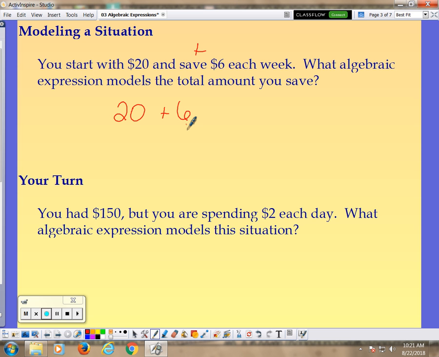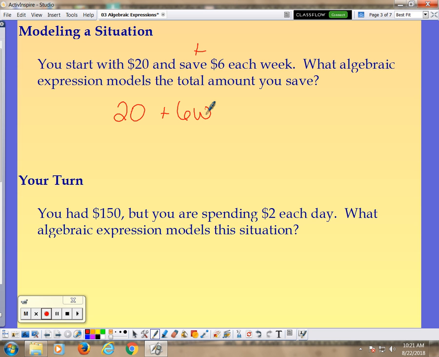Do I know how many weeks I'm going to do this for? No, I don't. So that's going to be 6W. 6 times however many weeks I save. If I save for 10 weeks, that's 6 times 10 plus 20. If I save for 100 weeks, that's 6 times 100 plus 20.